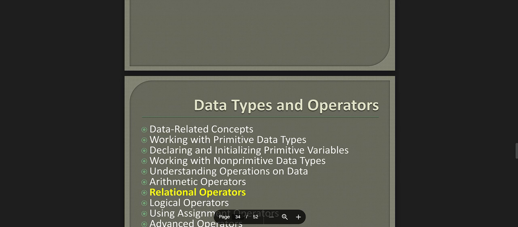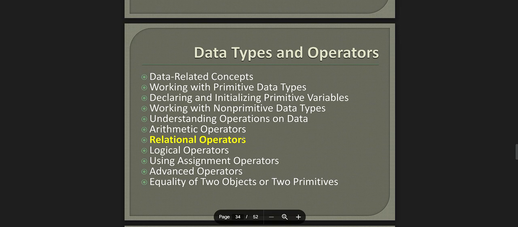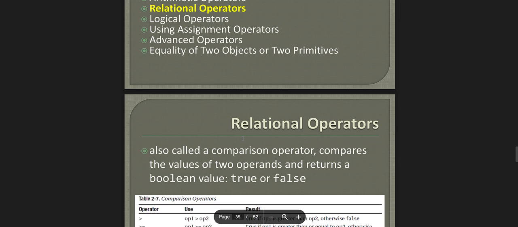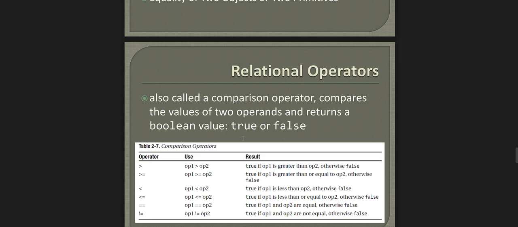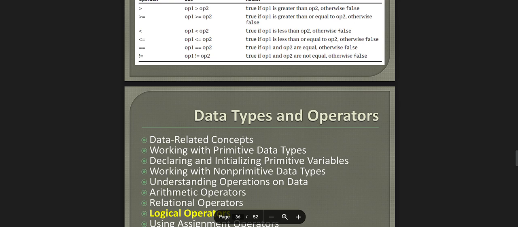Data types and operators: working with the primitive data types, declaring and initializing primitive data types, working with the non-primitive data types, understanding the operations on the data: arithmetic operator, relational operator, logical operator, using the assignment operator, advanced operators, equality of two objects or two primitives. Relational operators are also called comparison operators. They compare the values of the two operands and return a Boolean value, true or false.